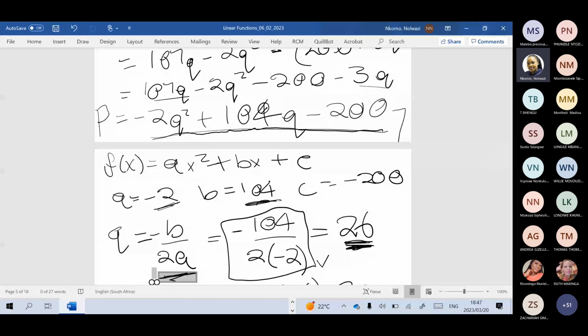a equals -2, right? And we have a term that goes with q and a term that goes with x, so this means b equals 104. And we have plus c, the term that doesn't have q or x, and from here we can tell that c is equal to -200.